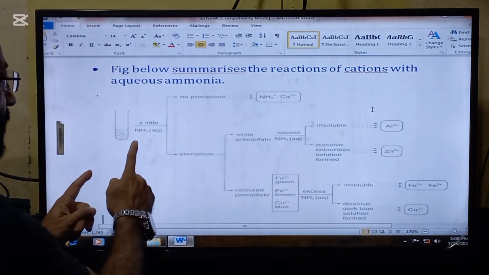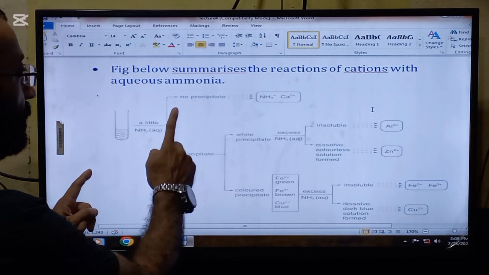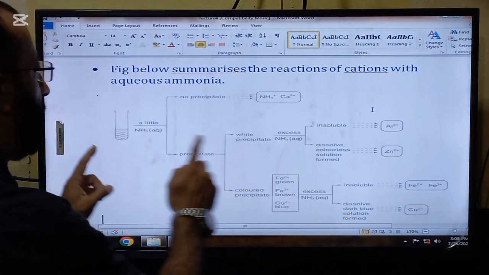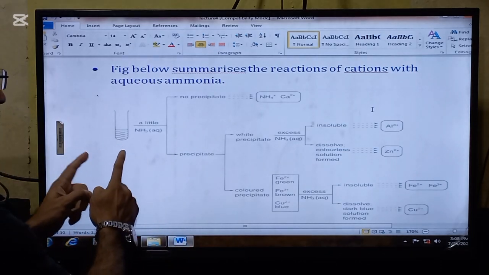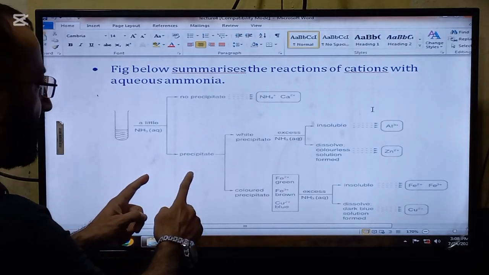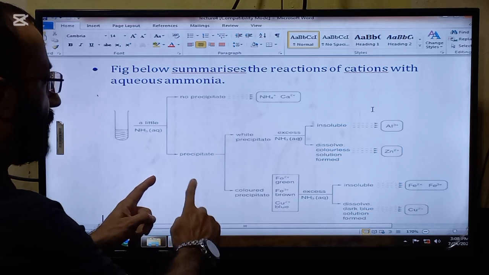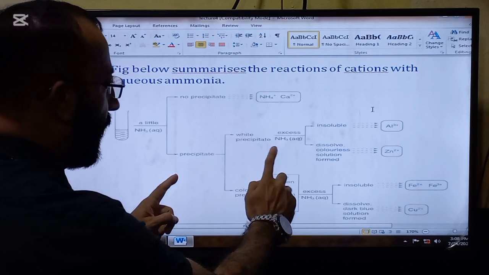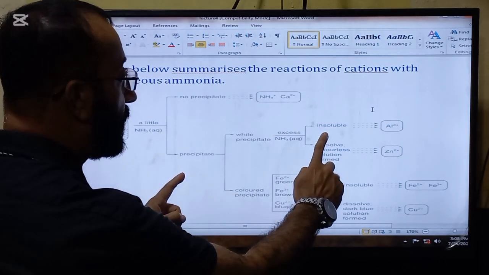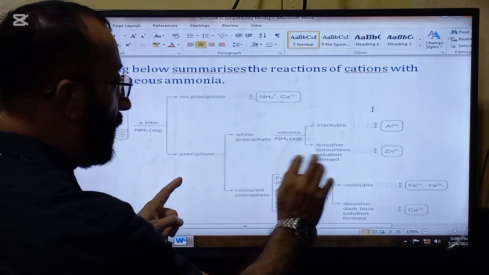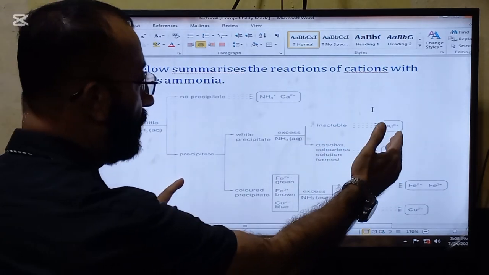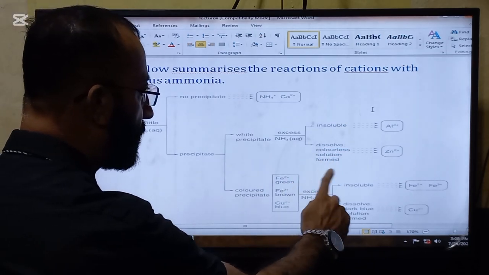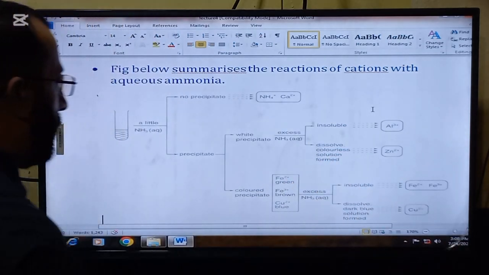If the cation reacts with aqueous NH3 and no precipitate is formed, then ammonium or calcium ion will be the cation. If the cation reacts with aqueous ammonia and a white precipitate is formed, and on further reacting with excess NH3 it is insoluble, meaning it will not dissolve, then aluminium ion will be there. And if it dissolves and a colorless solution is formed, it will be zinc cation.